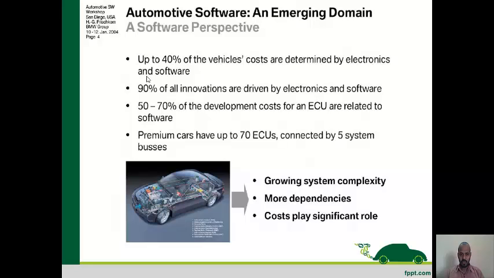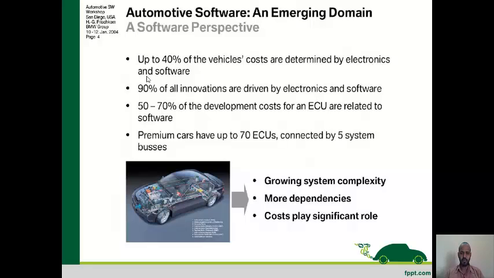And one more thing, we are saying that 50 to 70% of the development cost belongs to an ECU. ECU is nothing but the electronic control unit. For example, the engine is controlled by an ECU. Similarly, braking is controlled by an ECU. Airbag is controlled by an ECU. So like that, there are plenty of systems that have to be controlled by an ECU.